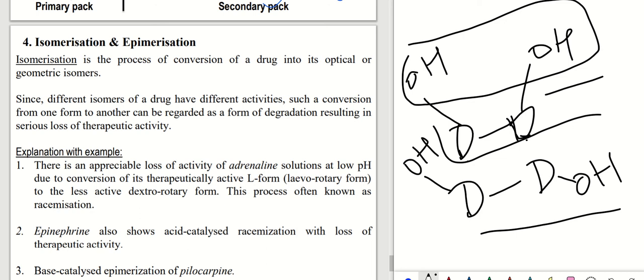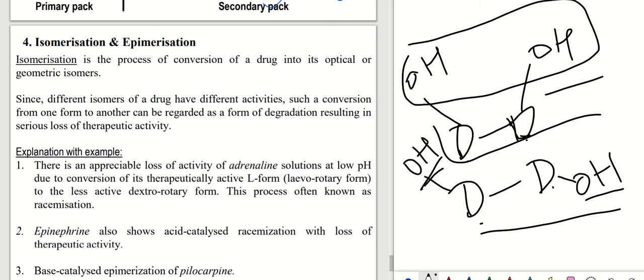See, two functional groups, like 2 OH, 2 OH. But there will be some change in the spatial arrangement. Because of some reactions, because of some factors, even this type of change causes a change in its activity. So conversion of a drug into its optical or geometric isomers is known as isomerization.